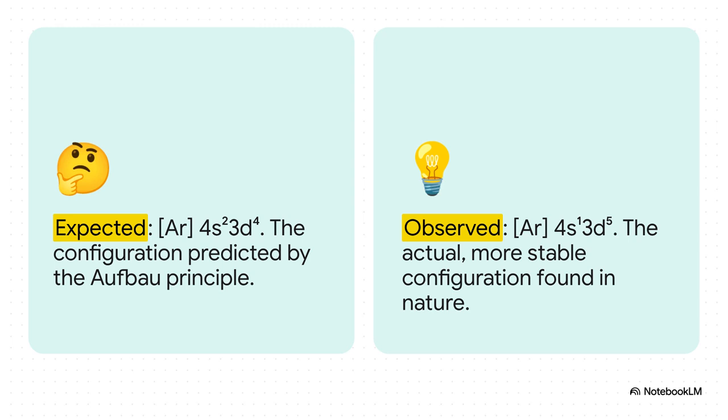So, check out the element chromium. If we just follow the rules we've learned, we'd expect its electrons to be arranged in one specific way. But when we look at it in nature, we find something a little different. It looks like the atom actually promoted one of its own electrons from a lower level to a higher one. The atom is cheating. So, why would it do that?